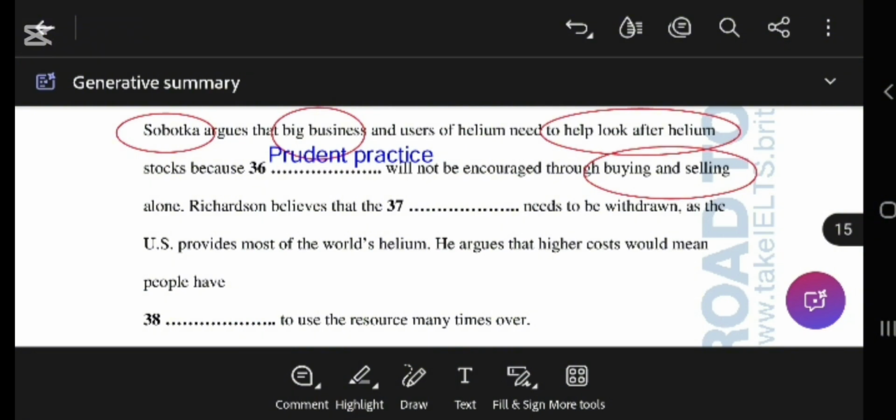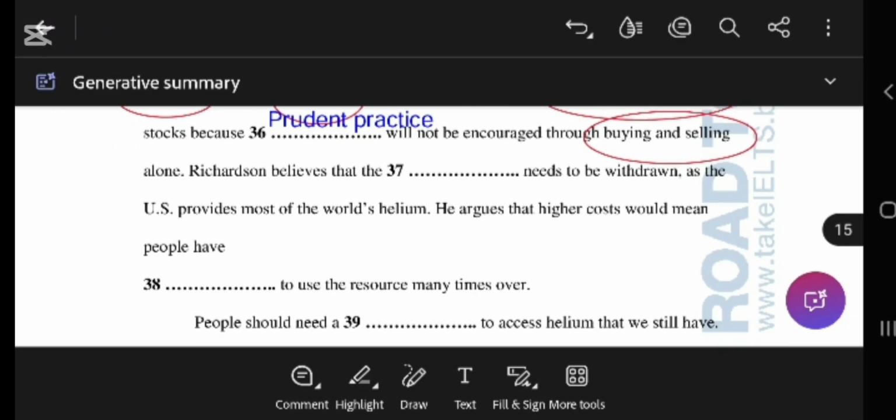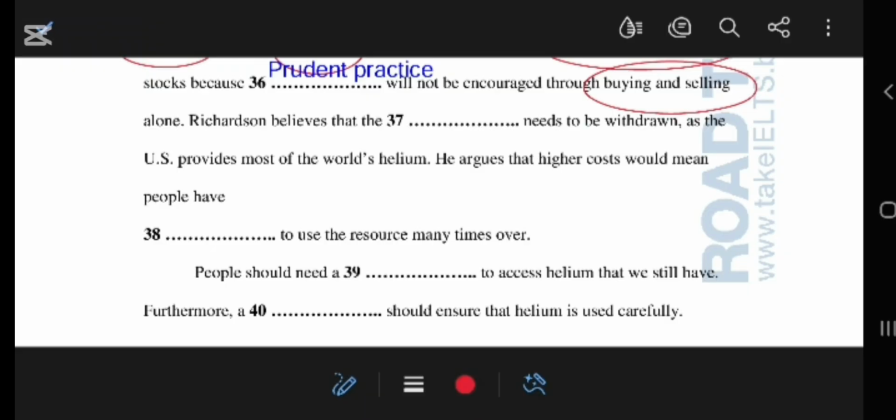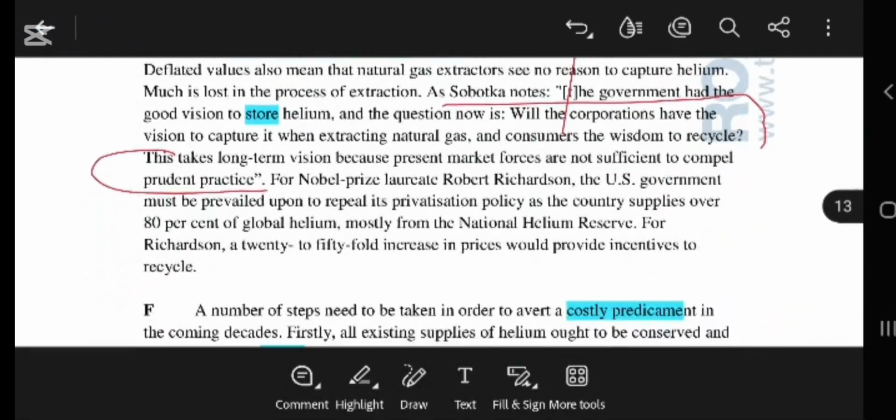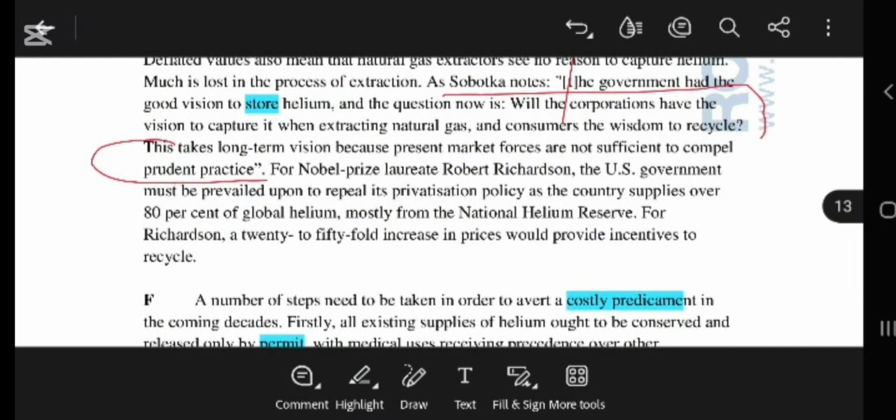And you know why I can tell that the dash needs to be withdrawn? As the US provides most of the world's helium. So I'm thinking anything that points to conservation or monopoly. Yes, since the US provides helium already, but then we can't be so sure. So we have an important keyword, Richardson. Something needs to be withdrawn as the US provides most of the world's helium already, right? So we dive right into the text. Something has to be withdrawn as the US already provides much of the helium.